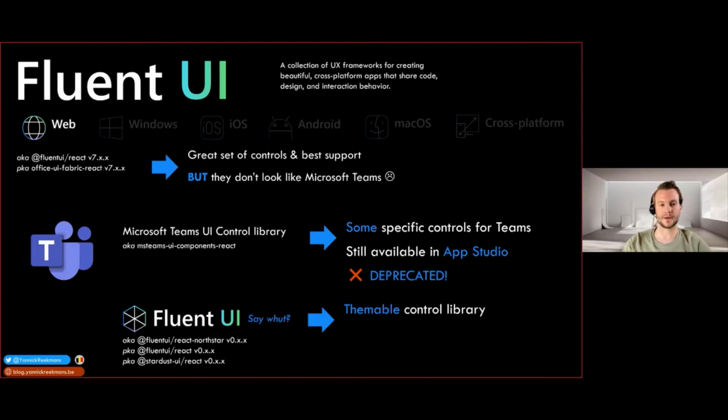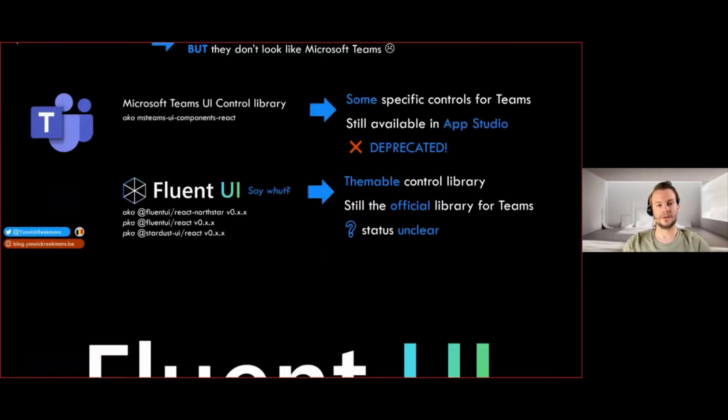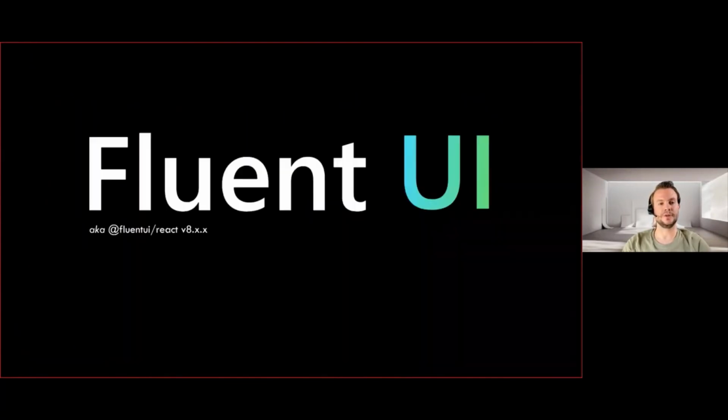It was started by the Microsoft Teams team, and it's still the official library for Teams to build your custom applications. Problem is that the status is a bit unclear. While it's still the official library and development is ongoing here, it's only built by the Teams team. So luckily, there's Fluent UI v8 that's coming on. And v8 has a roadmap that's being actively defined.